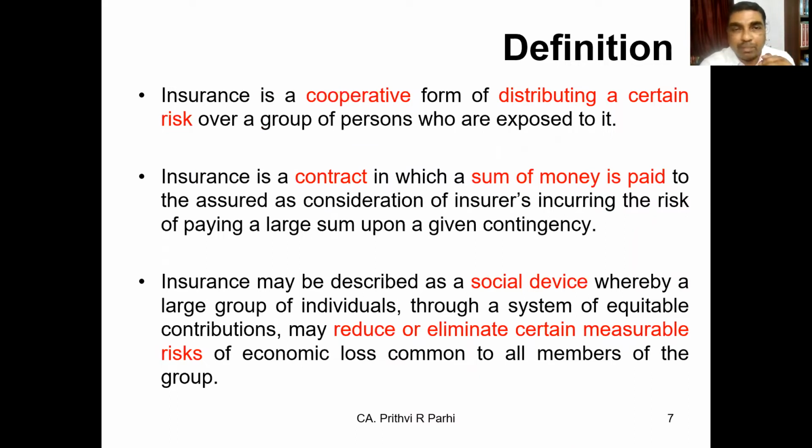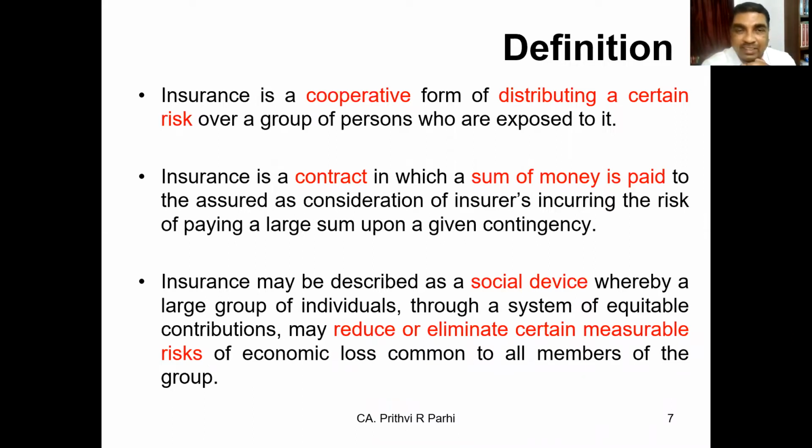Insurance is a cooperative form of distributing certain risk over a group of persons who are exposed to it. So as you have seen the concept, it is a cooperative form of distributing certain risk. Everybody is exposed to this. The entire group who have taken the insurance policy are exposed to a similar kind of risk, but through this mechanism, the risk is distributed among them. Everybody is sharing the risk. That's why it is called the cooperative form of distributing certain risk. Few people may face that risk, but that risk is distributed among the entire group.